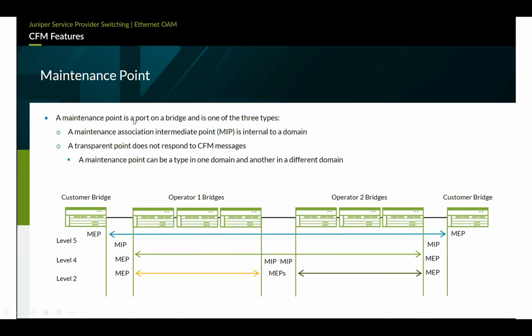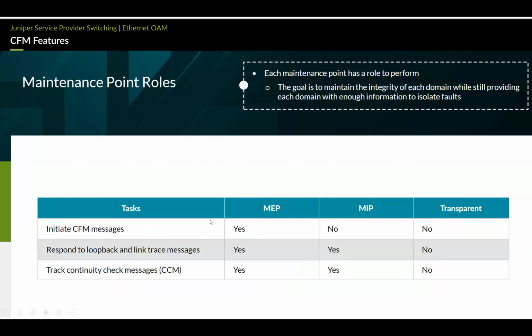A maintenance point is a port or bridge of one of three types. A maintenance association intermediate point, that is called MIP, is internal to a domain. It is a transparent point and does not respond to CFM messages. A maintenance point can be typed in one domain and another in a different domain. Basically, it is the same thing, just segmenting customer and provider bridges and defining the level. That's it.